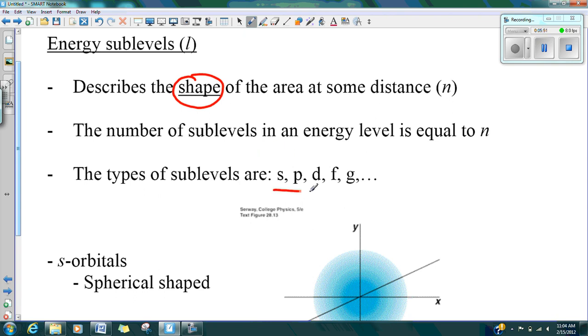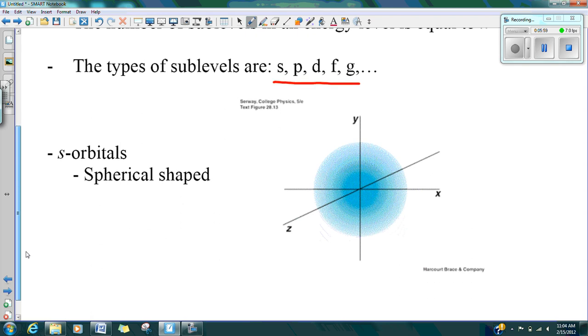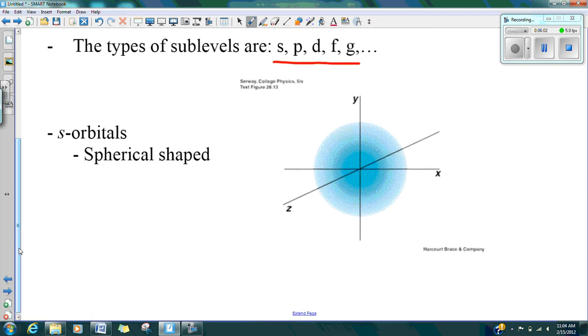So the types are S, P, D, and F. There is G, there is much more. We are going to stick with the first 4 as you drew on your periodic charts today. So a little bit of review, if you recall that we have our S orbitals, and remember that they can hold 2 electrons, very low energy, cannot hold a lot of electrons. They're spherical shape. Again, this is a probability, 90% of the time, of finding an electron.